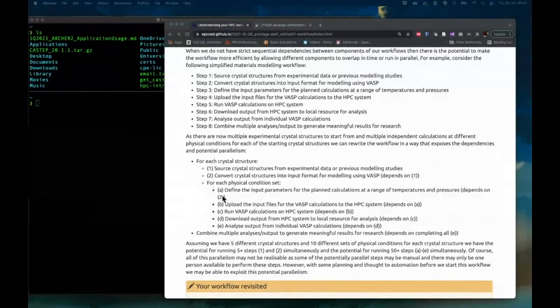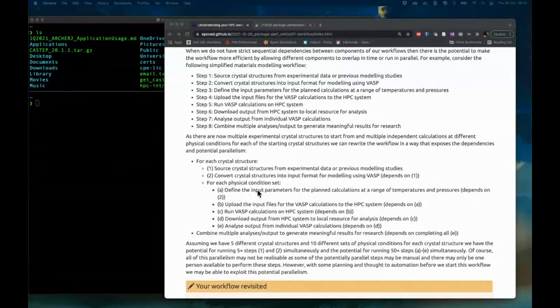Each of these steps A to E could be considered independent. They do need steps 1 and 2 to be completed, but once you've completed 1 and 2, each of the steps from A to E can be independent. So assuming we had 5 different crystal structures and 10 different sets of physical conditions for each crystal structure, we have the potential for running steps 1 and 2 5 times simultaneously, and the potential for running steps A to E 50 times simultaneously.